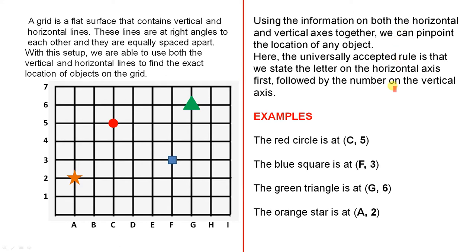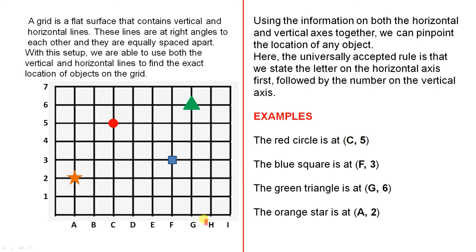Here, the universally accepted rule is that we state the letter on the horizontal axis first, followed by the number on the vertical axis. So here are some examples, and those examples will show us how to find the position of those 4 objects. So the red circle, which is here, is at C5.